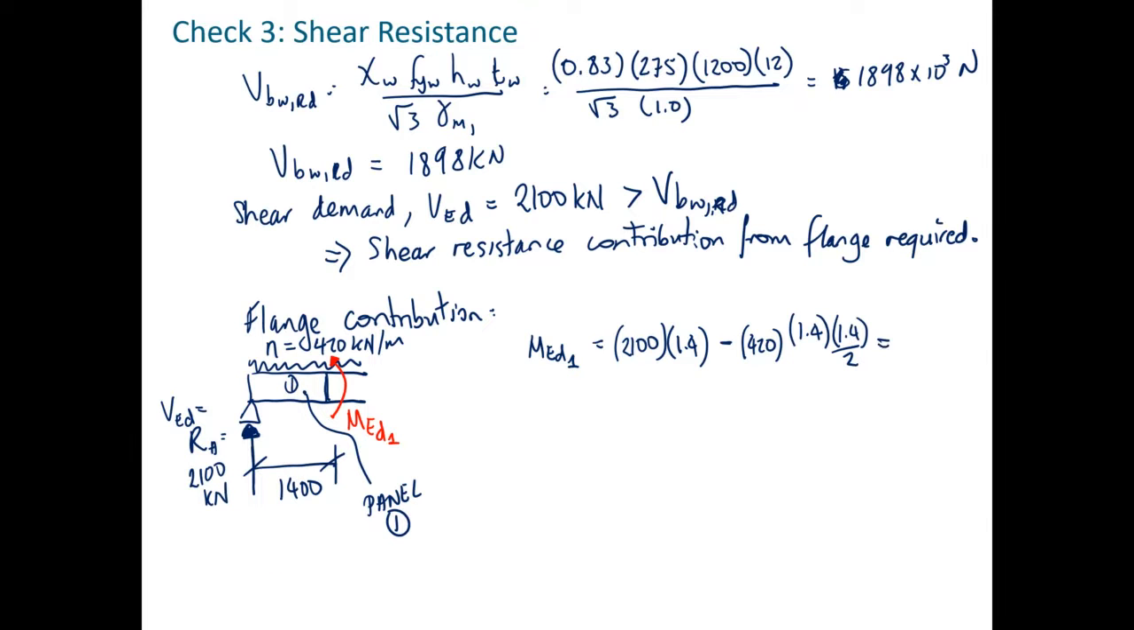So I work all that out, and I get 2528 kilonewton meters. If we remember from the previous step, we worked out what the moment resistance of the flange was, which is the same across the whole of the length of the member, which is 5,074 kilonewton meters. It's from the previous calculations, Step 2.